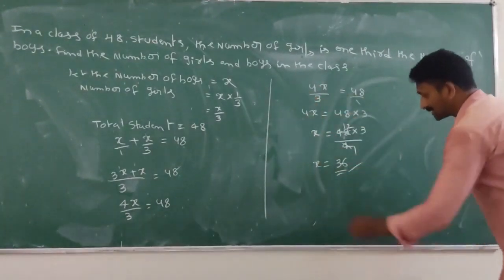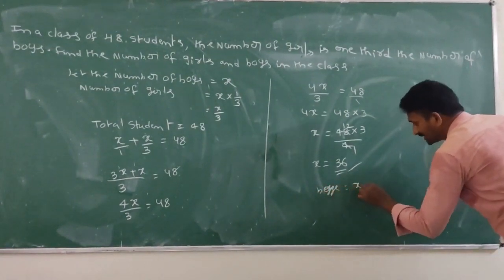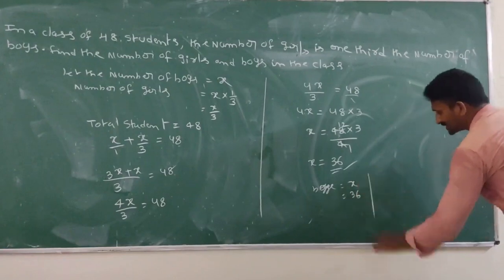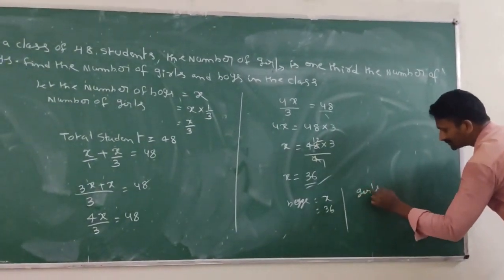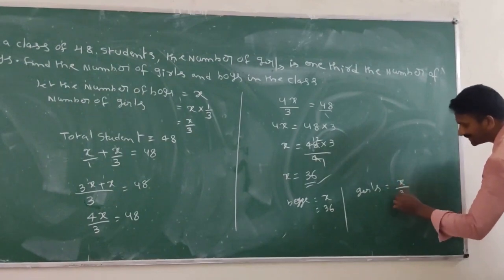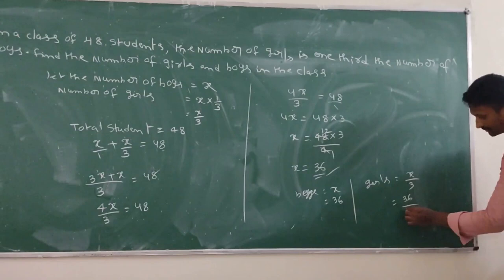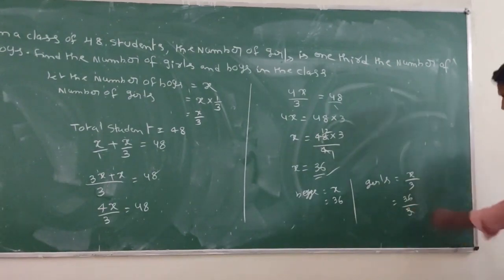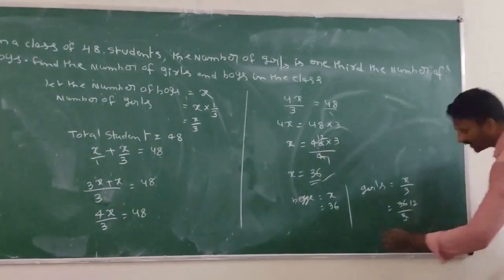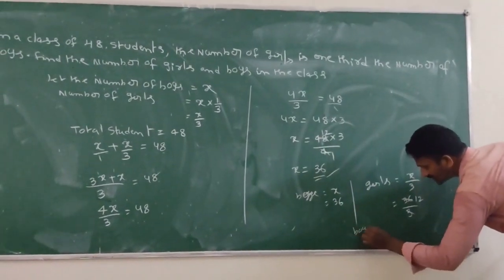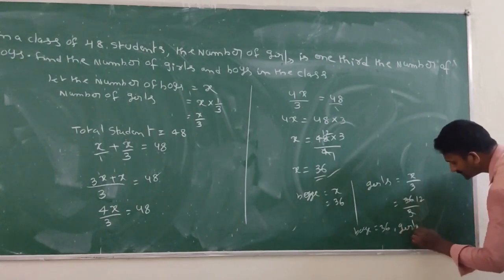Boys: x equal to 36. Girls: x by 3, x value 36 by 3. 3 twelves are 36, so 12. Boys 36, girls 12.